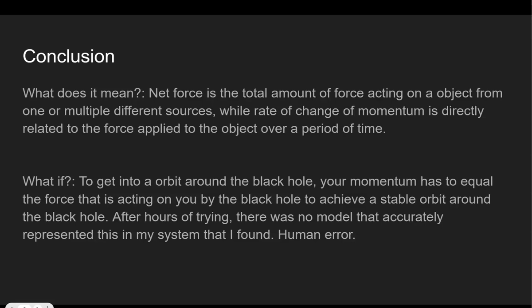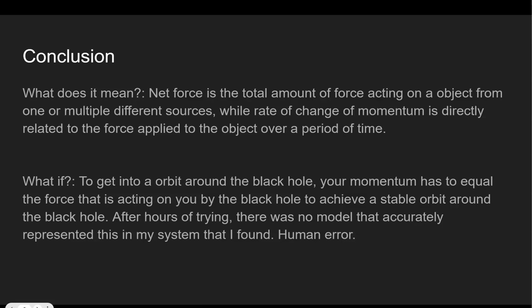But here's the conclusion. What does it mean? Well, there are two separate things on there: net force and the rate of change of momentum. These are different, as net force is the total amount of force acting on an object from one or multiple different sources added together, while the rate of change of momentum is directly related to the force applied to the object over that period of time.